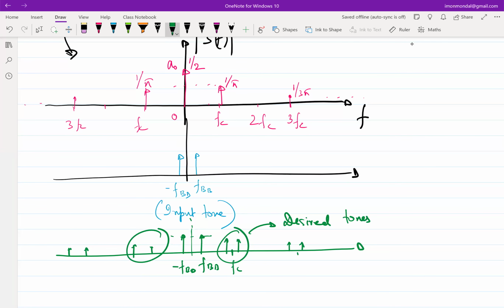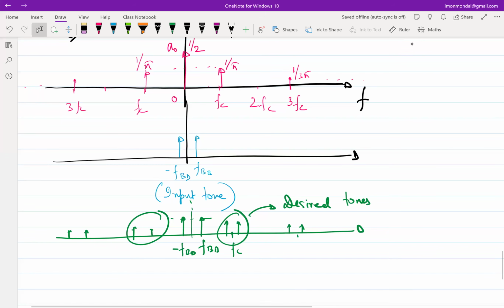So why isn't it the tones around FBB that are the desired tones? Because we desired a mixing operation. We wanted that FBB tone to go somewhere else. If FBB is, let's say, 10 kilohertz and FC is, let's say, 1 gigahertz, I would like that FBB tone to go to around 1 gigahertz plus or minus 10 kilohertz, right? So that's why that becomes the desired and everything else becomes undesired. Fine. So let's now figure out the power.